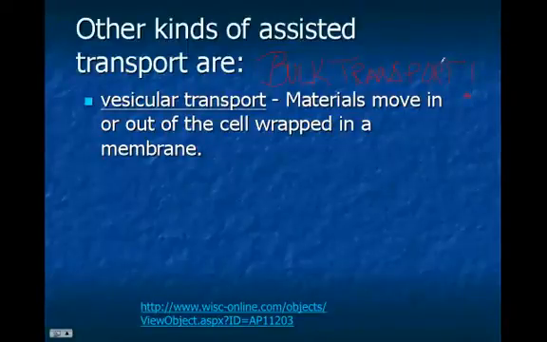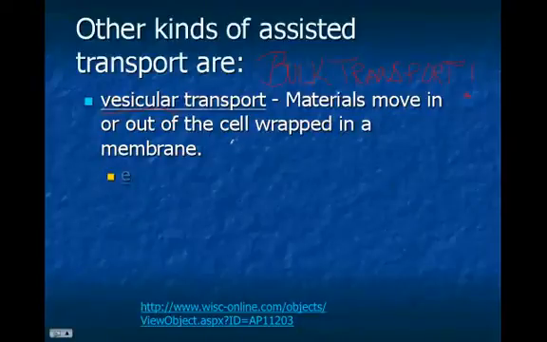And in this case, we're actually going to be moving things across the membrane in vesicles. So this is where we're literally either taking something into the cell or moving some material out of the cell that's wrapped in a membrane-bound vesicle.